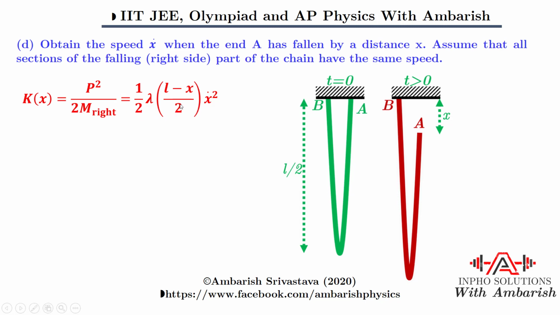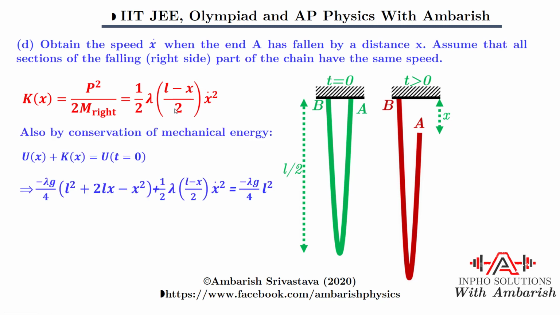So the mass on the right side is half lambda into (L minus x) by 2. So there's a mass on the right side and velocity is x dot, right? So half mv square is the kinetic energy expression, and this is the mass. And by conservation of mechanical energy, U(x) plus K(x) is equal to U at t equal to 0, because at t equal to 0 there was no kinetic energy.